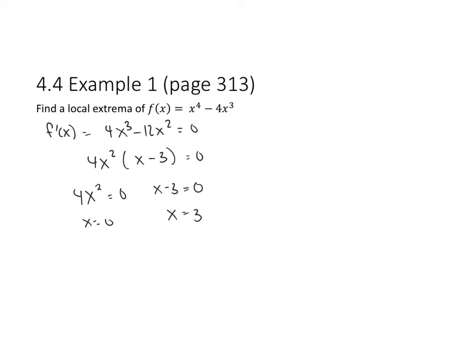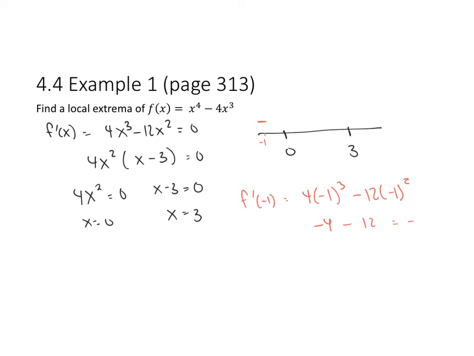Now I like to make a number line and see what happens on either side of my critical numbers, when x is 0 and when x is 3. So let's test any number I want that's less than 0. I'm going to pick an easy one to plug in. Let's say -1, that's a nice easy number to plug in. We're going to test -1, and all I care about is if it's positive or negative. So f prime of -1, that's going to be 4 times -1 cubed minus 12 times -1 squared. So that's going to be a -4, and then minus 12, that's definitely going to be a negative number.